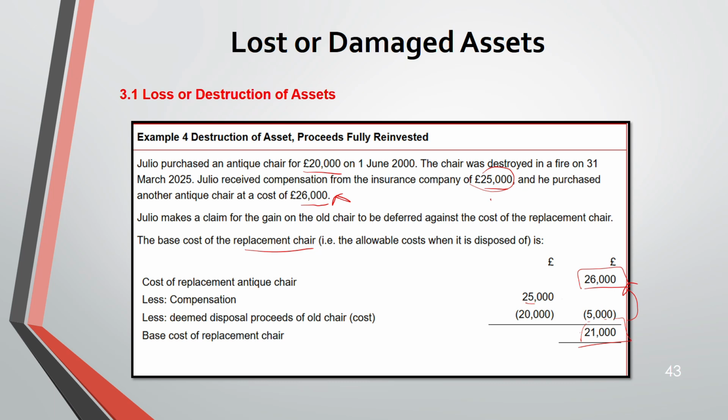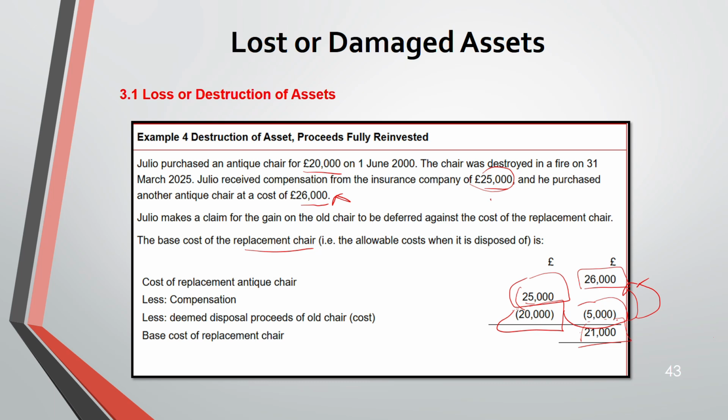25,000 compensation. This is taken as your sale proceeds now. What is the cost of your old chair? 20,000. So the gain is 5,000. This gain was not taxed. It is rolled over. So this gain you will deduct from the replacement chair, which is the new chair. The cost of the new chair is 26,000. From there you will deduct this 5,000 gain. And the base cost is 21,000.